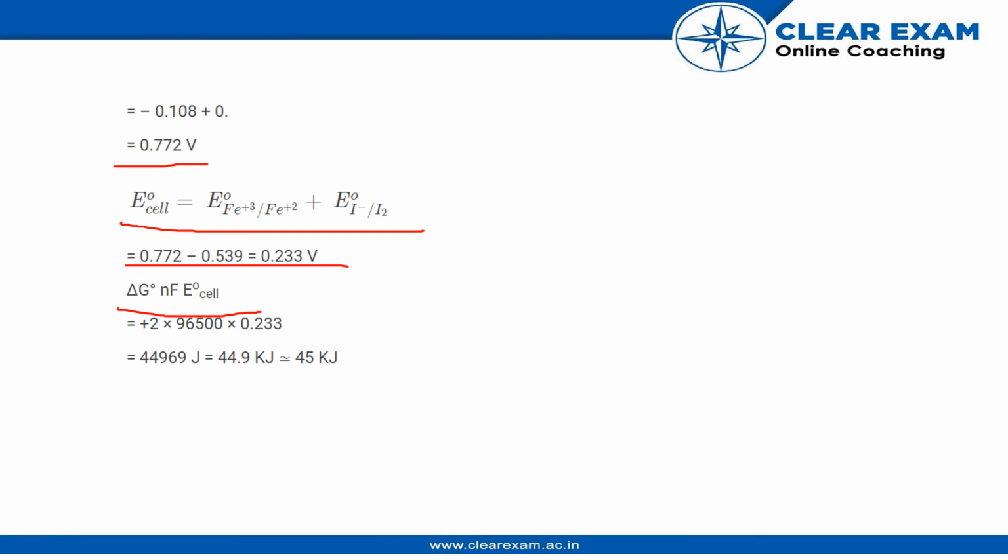−nFE°cell. So we know F, we know n, we know E°cell. n is 2 because there are two electrons involved in this case. So using that, we can say that ΔG° will become 45 kilojoules. Thank you.